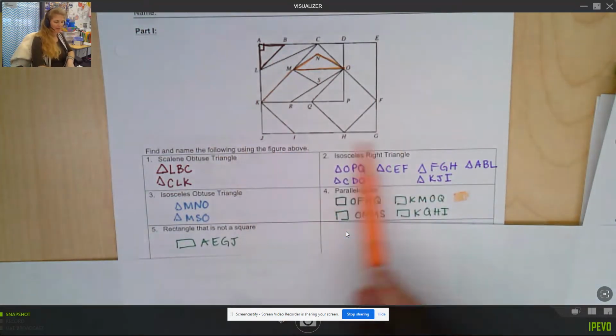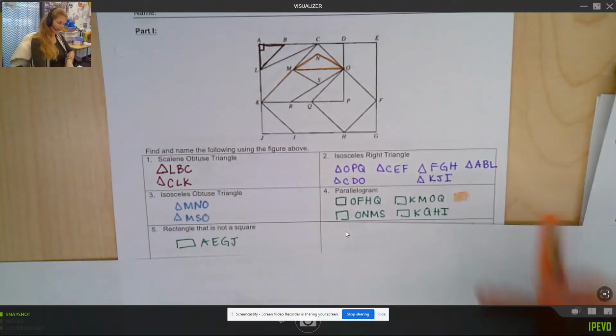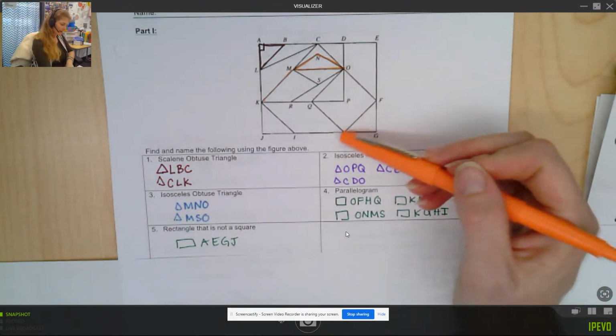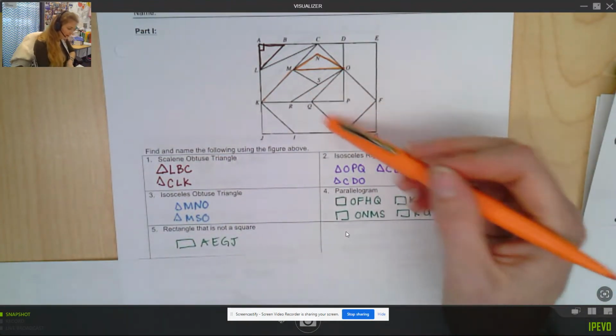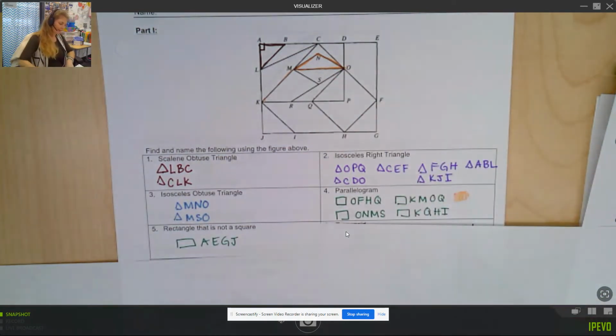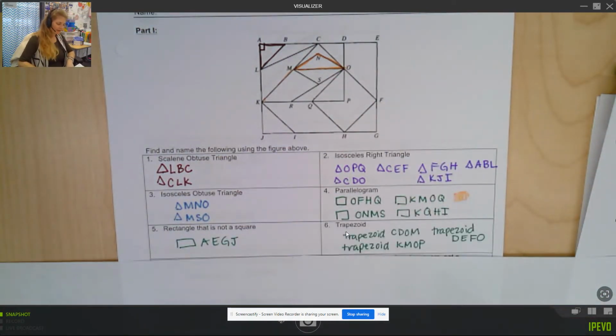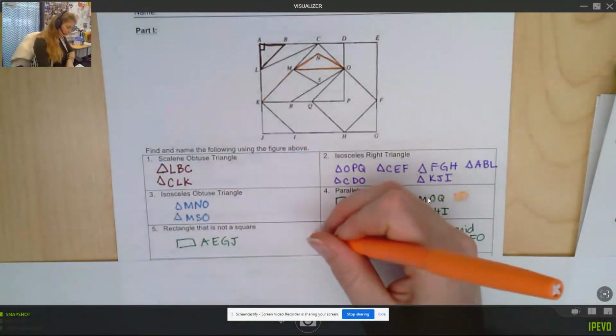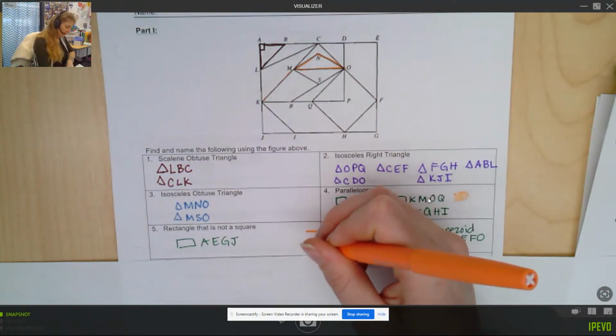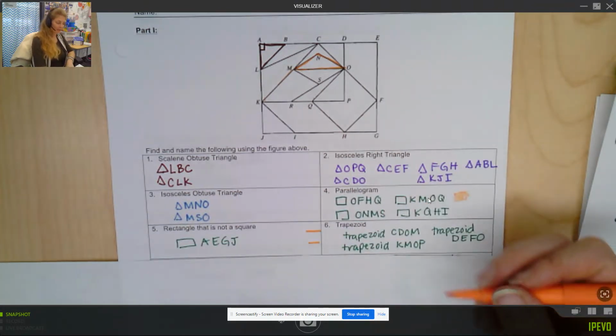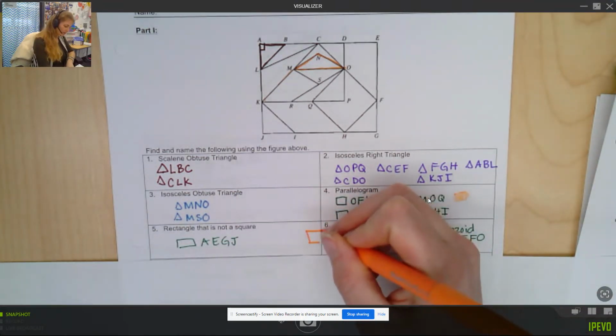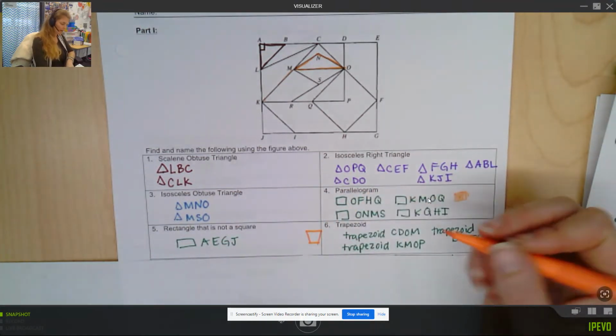AEGJ, this entire shape, is a rectangle that is not a square, but notice OQHF, there is actually a square. And the next one we looked at is a trapezoid. So a trapezoid is another type of quadrilateral, but it has one set of parallel sides and the other two sides are not parallel.